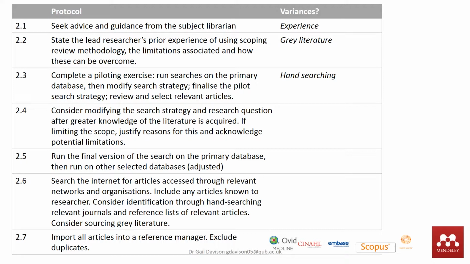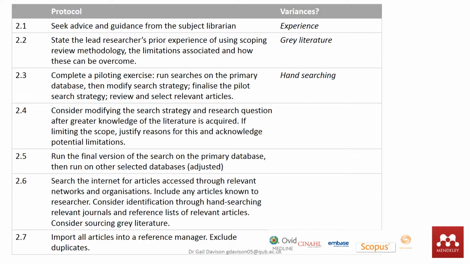If you are limiting your scope and you're narrowing in on a specific thing within your topic, then you need to acknowledge the limitations of this and you need to acknowledge why you're doing it. Then once you've got your final version of your search strategy, you need to run the search on your primary database. Other databases have different functionality, so you'll not be able to just copy and paste. Your librarian will help you with running your primary search through the other databases to gather all the articles. You may consider searching the internet for relevant articles.